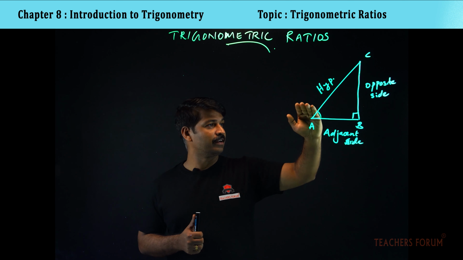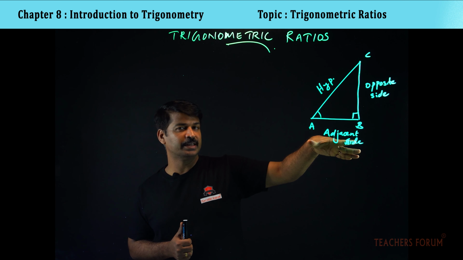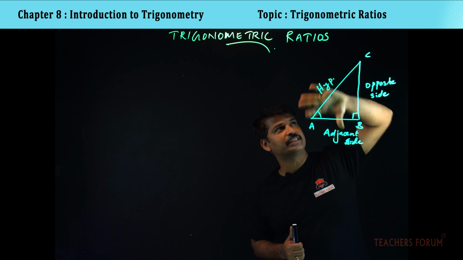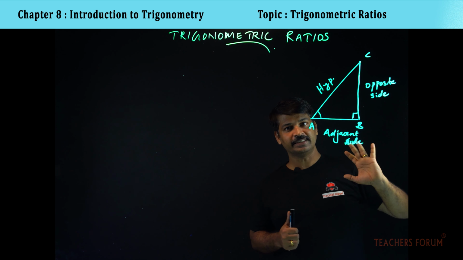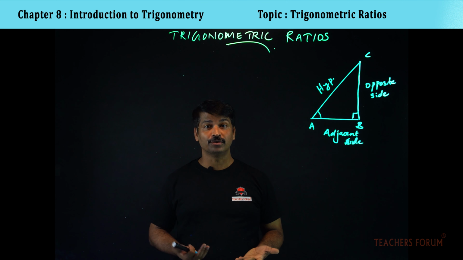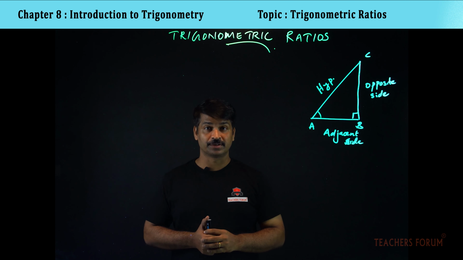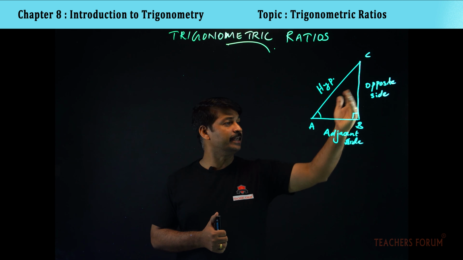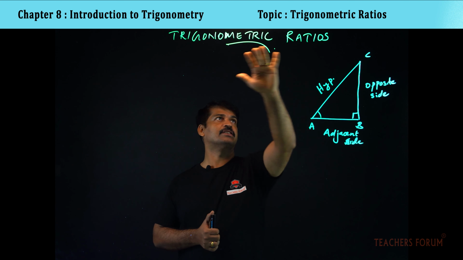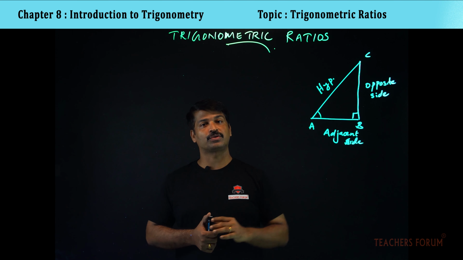So if you consider angle A, BC will be the opposite side, AB will be the adjacent side. If you consider angle C, AB will be the opposite side, BC will be the adjacent side, isn't it? So when the angle changes, the sides in a triangle also change. Now we are going to define some ratios between the sides in this right triangle. We call them trigonometric ratios. That is our topic. So we are going to discuss trigonometric ratios in this triangle ABC.